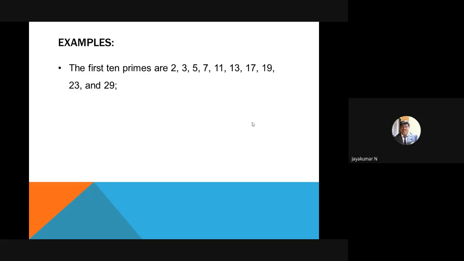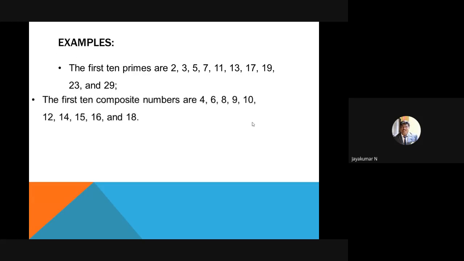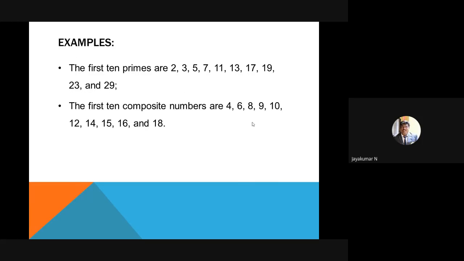At least you have to remember the first 10 prime numbers. What are the first 10 prime numbers? 2, 3, 5, 7, 11, 13, 17, 19, 23 and 29. Similarly, what about the first 10 composite numbers? 4, 6, 8, 9, 10, 12, 14, 15, 16 and 18.